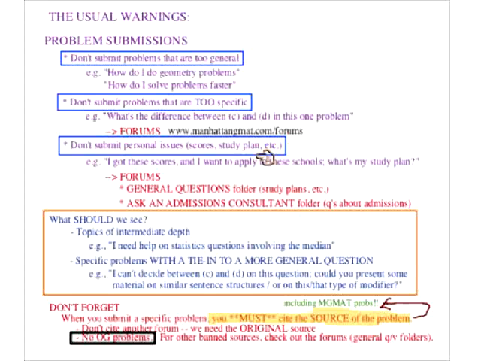So, smiley face if you all understand these guidelines. Not too general, not too specific, no personal issues. Alright, there's a few smiley faces.